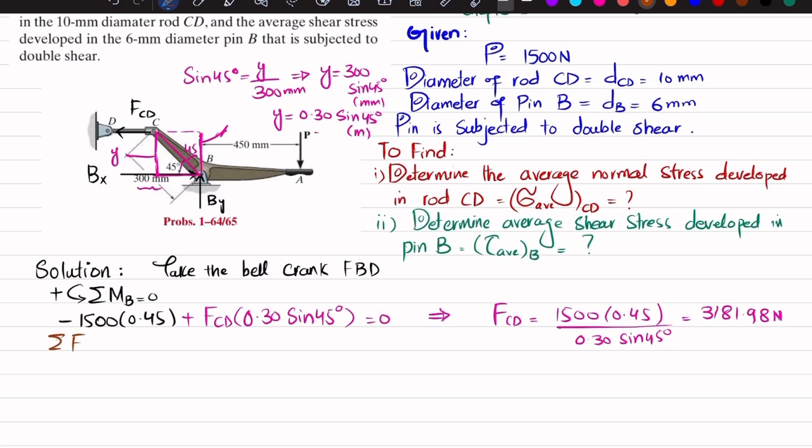Now we'll find Bx and By by using another equation of equilibrium: the sum of all forces along the x direction must be equal to 0, and force in this direction is taken as positive. Now you can see that we have one force Bx in this direction, which is positive, and FCD is in the opposite direction. Their sum must be equal to 0.